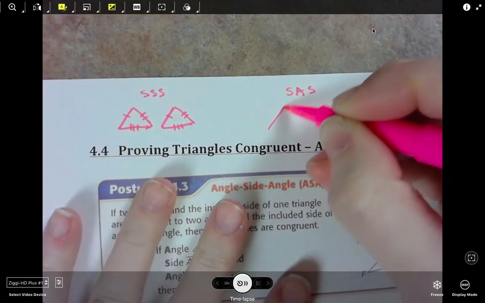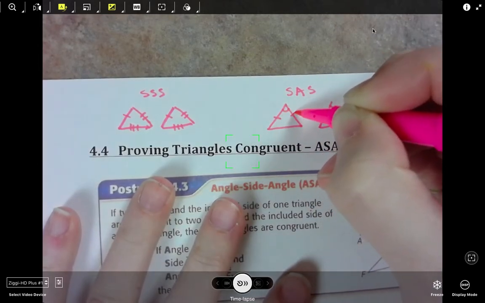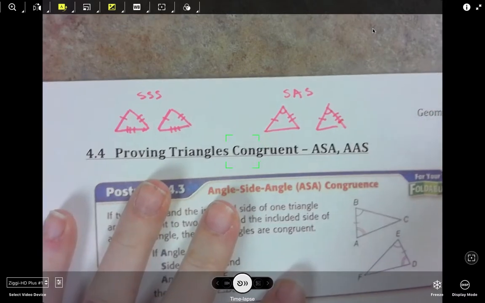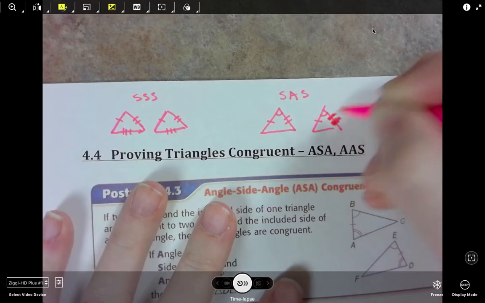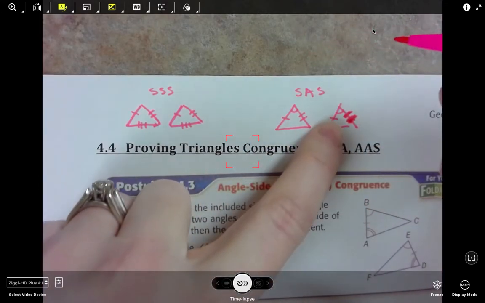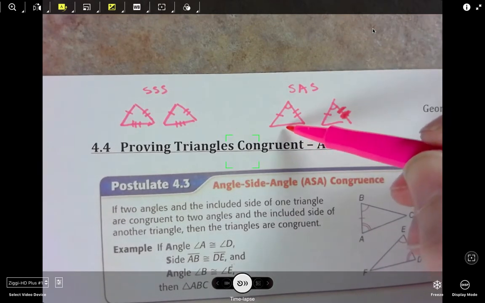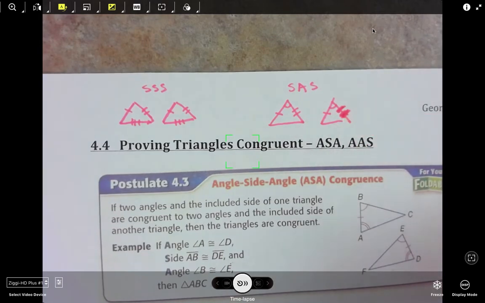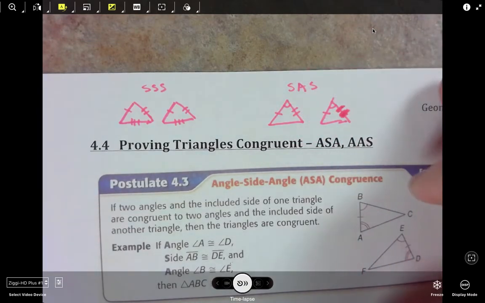Or if I'm able to say that this side, this angle, and this side are the same as this side, this angle, and this side, then I don't even have to talk about this bottom side or these two angles here and these two angles here. Those angles and that bottom side have to be the same because of the side angle side theorem.